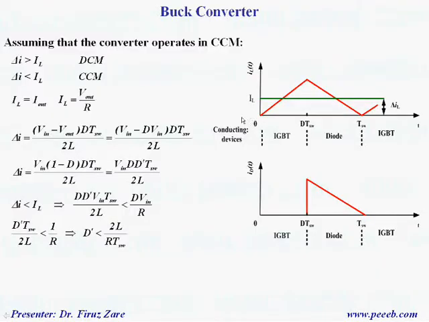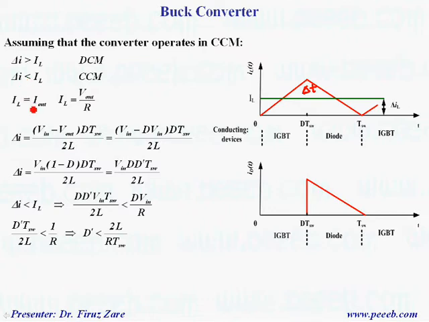So here we can find a boundary condition in which the buck converter can operate in continuous conduction mode or discontinuous conduction mode. Basically the boundary condition is based on this current waveform. Assuming that delta I equals the DC part over 2, then this is the boundary condition. That means if the DC part is greater than delta I, then the system operates in continuous conduction mode.